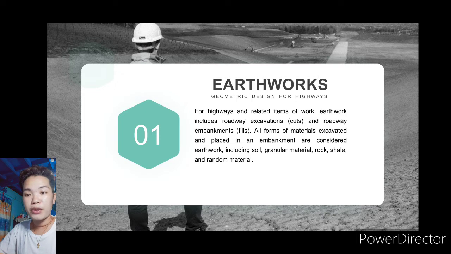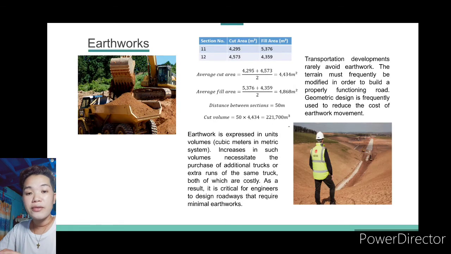All forms of materials excavated and placed in an embankment are considered earthwork, including soil, granular material, rock, shale, and random material. Transportation developments rarely avoid earthwork. The terrain must frequently be modified in order to build a properly functioning road. Geometric design is frequently used to reduce the cost of earthwork movement.